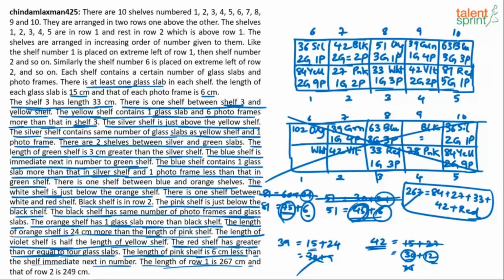5 glass slabs and photo frame. Yes. And now I think we're done, right? Everything is done. Row 2 should be 249. If you add up, it should be 249. You can check. Let's check. Is it 249 or not?